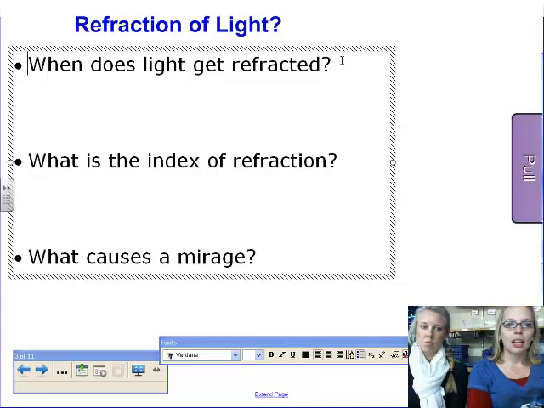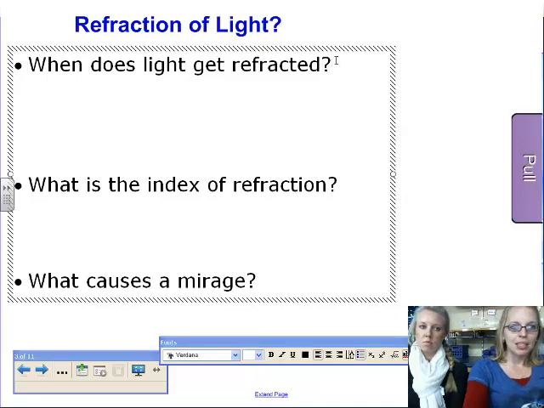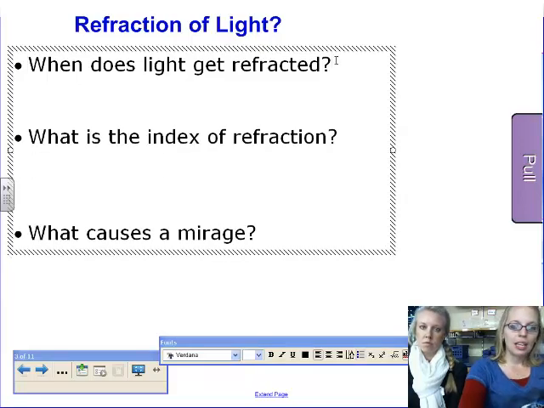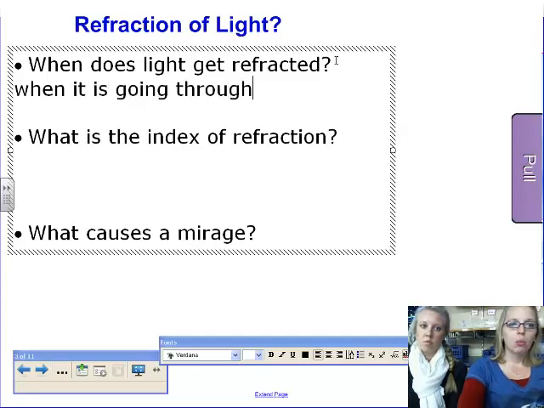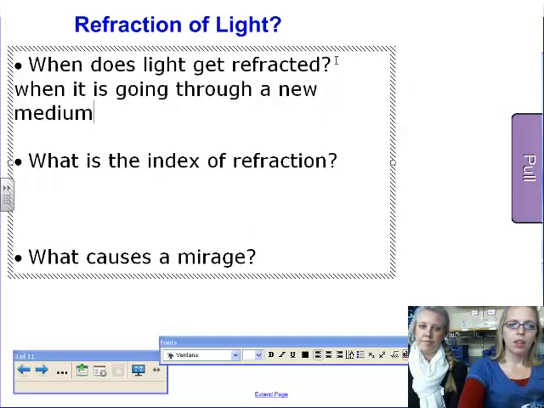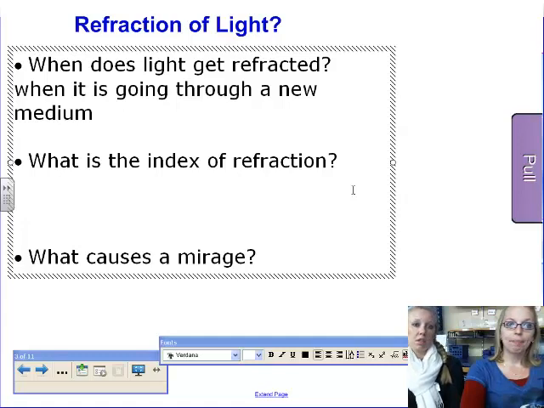So when does light refract? It can't bend when it wants to. Light can only bend when it is going through a new medium. Do you think they remember what a medium is? I don't know, but just in case they don't, a medium is anything that a wave travels through. So like air, glass, a solid. So things like that.